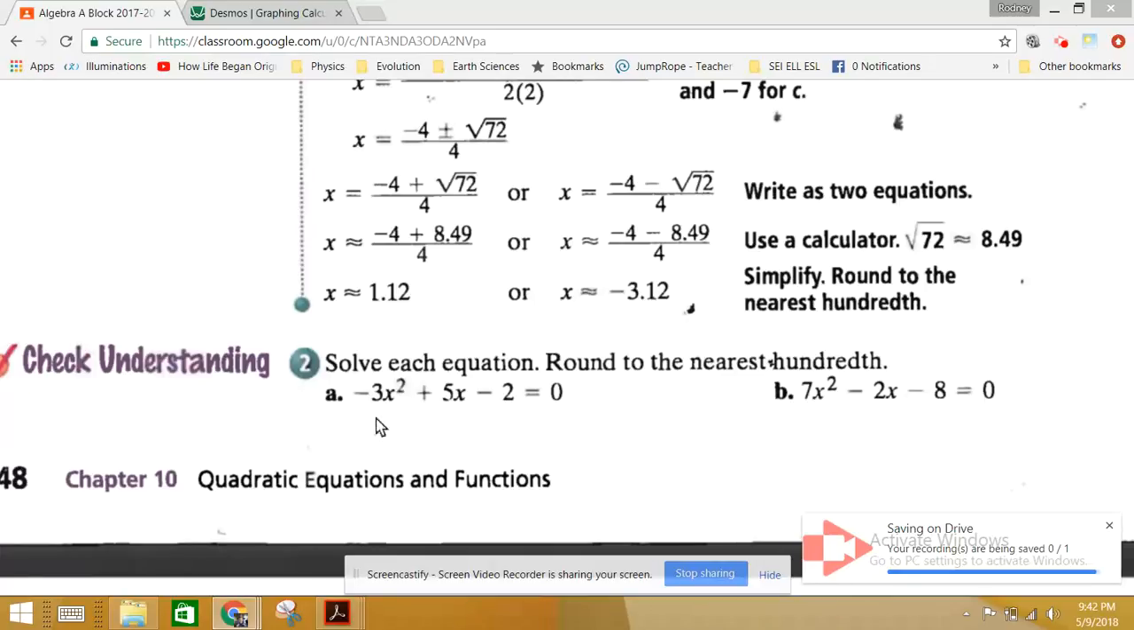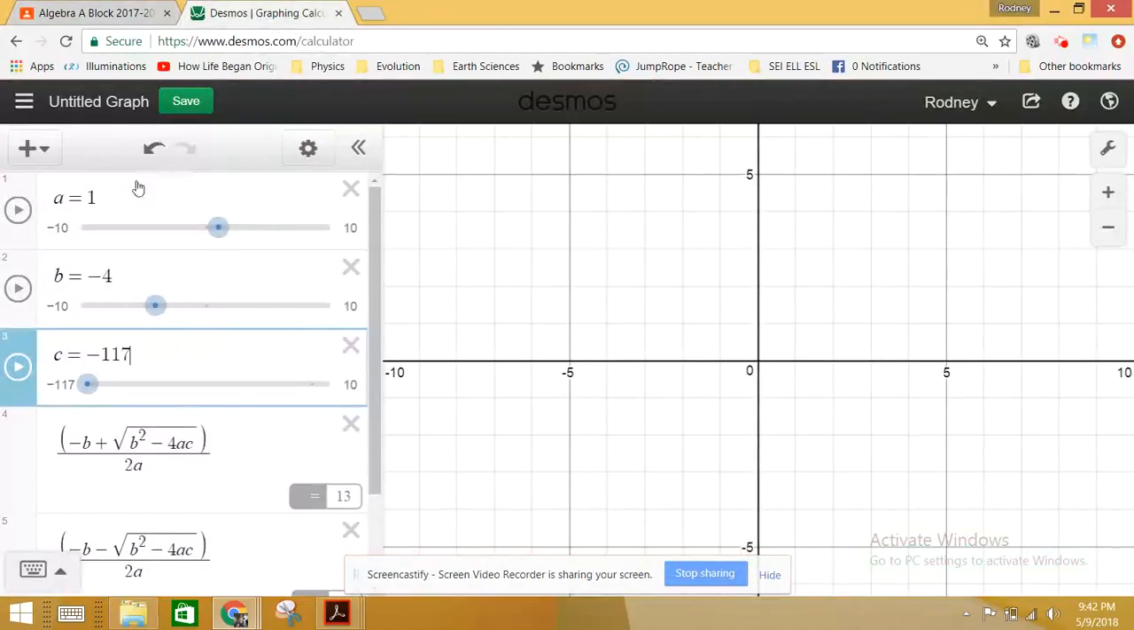The second thing you want to do is figure out what your coefficients are. Remember, it's going to be ax squared plus bx plus c equals 0. So our lead coefficient, which we'll call A, is negative 3. Our middle coefficient, or our linear coefficient, is 5, and that's B. And our constant coefficient is negative 2. That's our C part. So we can go in and plug in negative 3, 5, and negative 2 as our A, B, and C.